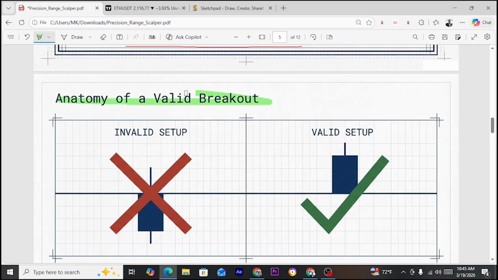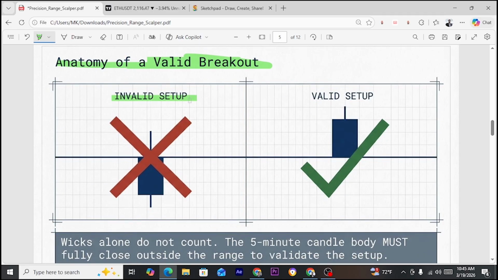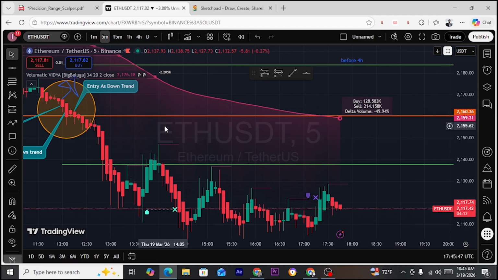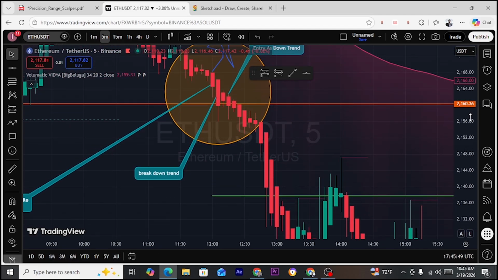Anatomy of a valid breakout. Invalid setup. What is an invalid setup? See, never trust that line. If that line touches the open or closing and just the wick is up, then don't enter that trade. So what you have to do, a valid setup is when the candle completely breaks that line.